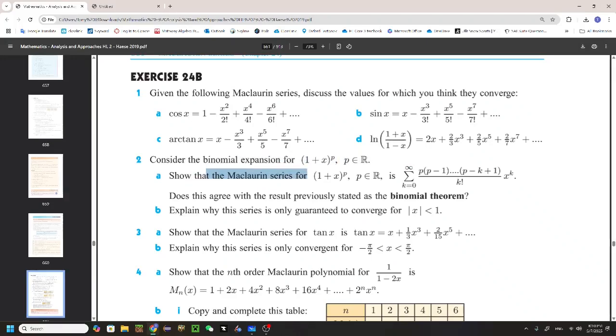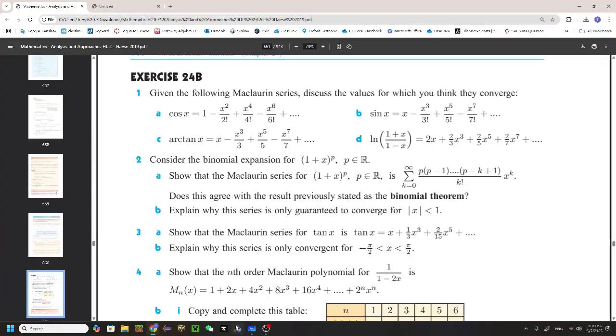Binomial theorem. Oh, this one's actually a pretty interesting one. Okay, well, let's try to do this. So what do we have? 1 plus x to the power p, and we show the Maclaurin series for it. Okay, cool. 1 plus x to the power of p. Alright, is that the question? Yes, that is the question.